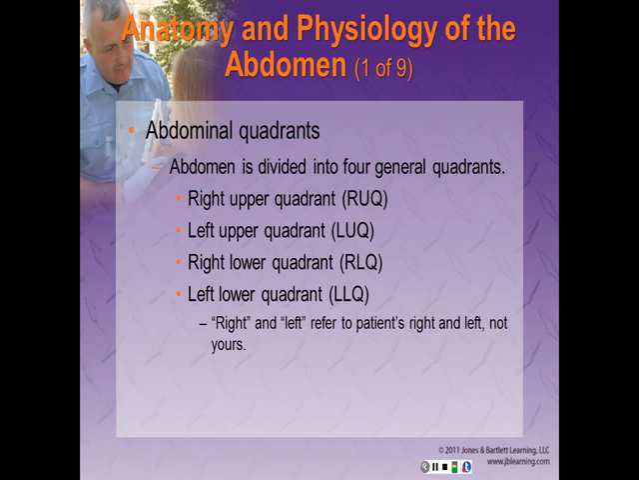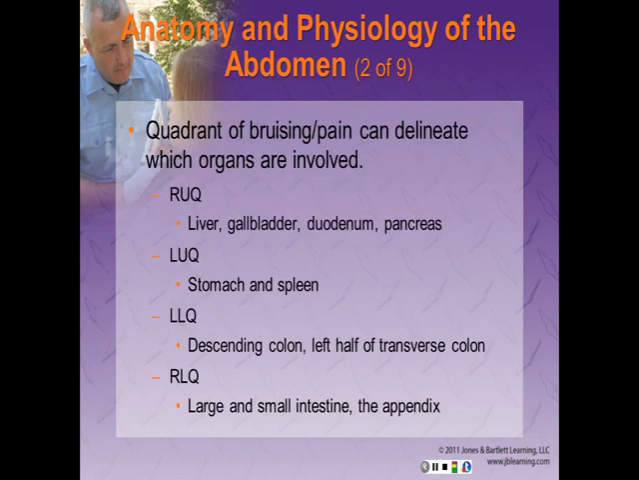It is important that you realize the abdominal cavity is divided into quadrants, and there are 4 general quadrants. They are the right upper quadrant, the left upper quadrant, the right lower quadrant, and the left lower quadrant. You need to note that when we refer to right and left, we're talking about the patient's right and left, not yours. The quadrant location of bruising or pain can delineate which organs are possibly involved in a traumatic injury.